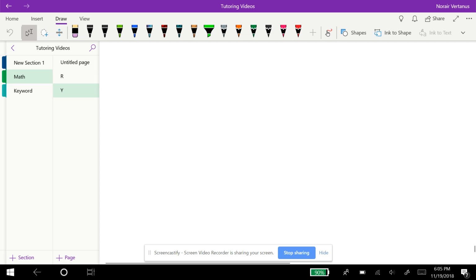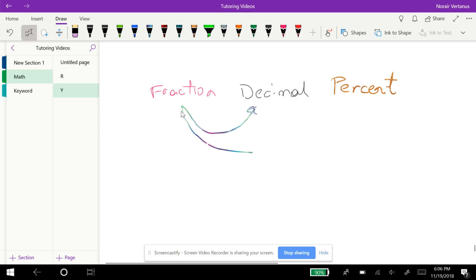Let's talk about fraction, decimal, and percent. It's very important to understand how to convert from fraction to decimal, and then from fraction to percent, from decimal to percent, and vice versa. You can convert from percent to decimal, decimal to fraction, and percent to fraction.